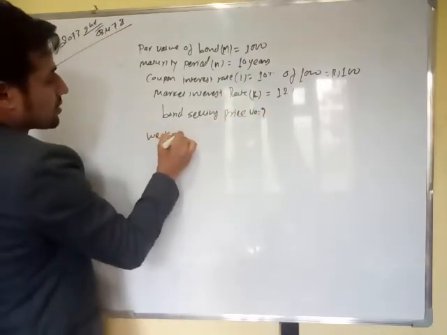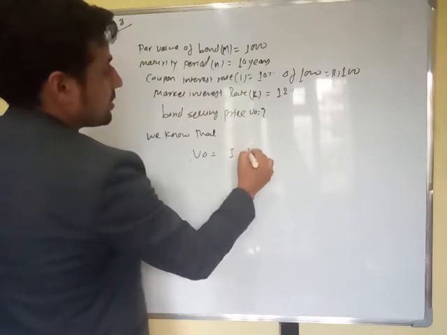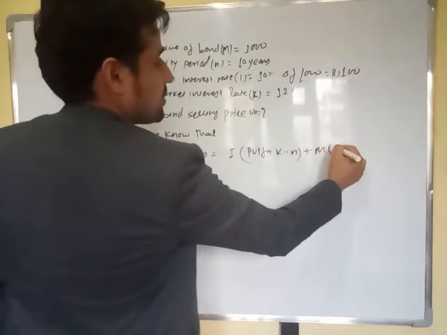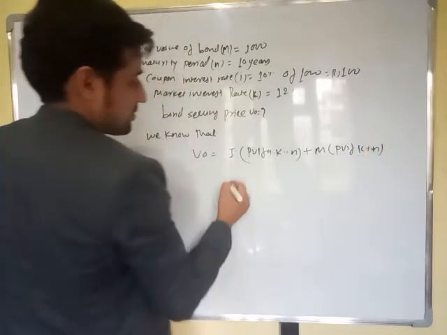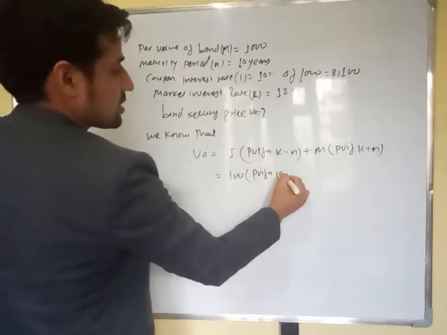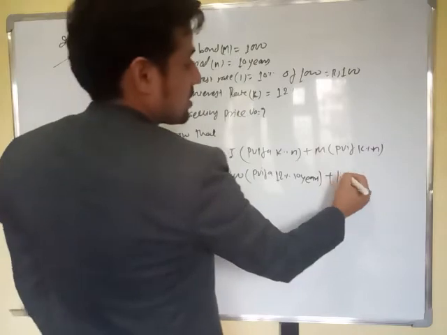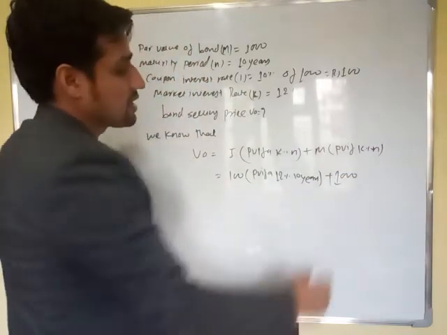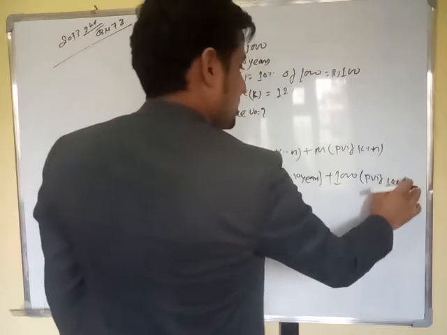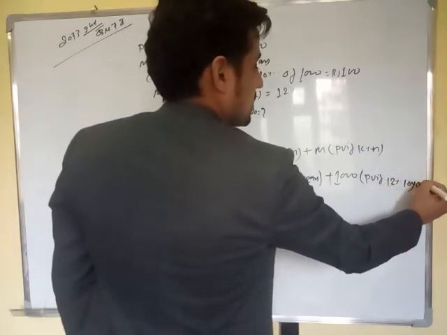We know that B0 is equal to I times PVIFA(K%, N) plus M times PVIF(K%, N). Here I is 100, PVIFA with K meaning 12% and N meaning 10 years, plus M is 1000 times PVIF, K percentage N, meaning PVIF 12% 10 years.